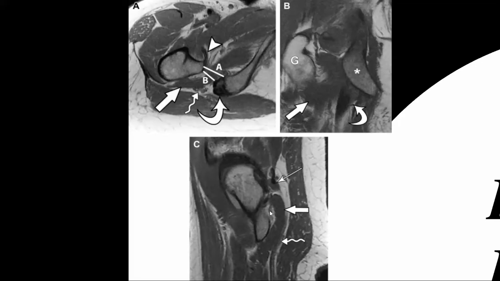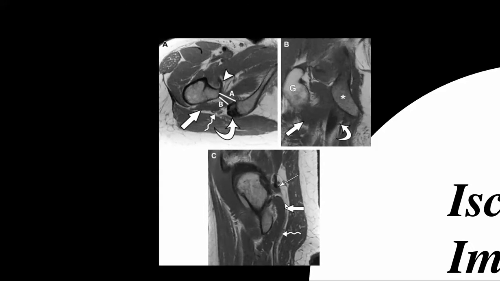Here is a sagittal image where you can see the sciatic nerve and the quadratus femoris muscle. Look how close they are together. They're very, very close. The squiggly line is the sciatic nerve, and this thick arrow is the quadratus femoris muscle. So you can imagine when there's inflammation of the muscle secondary to impingement, how the sciatic nerve can get affected.